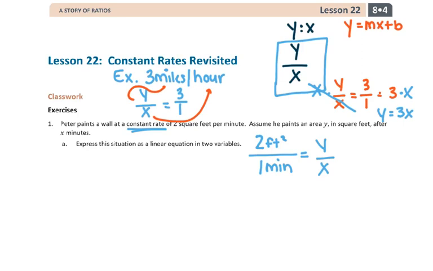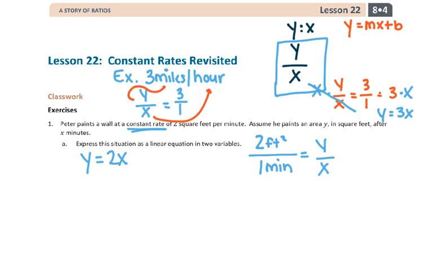So it says to express this situation as a linear equation in 2 variables. Remember, I already told you that even though this is the way that we would write our equation, we can really represent it as y equals 2x, because we're able to multiply both sides of the equation by x to make this equation into slope-intercept form. So we're expressing this situation as a linear equation in 2 variables by saying y equals 2x. We just took that information and put it into an equation very simply.